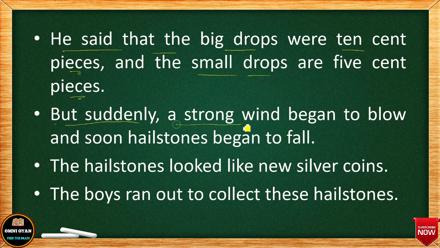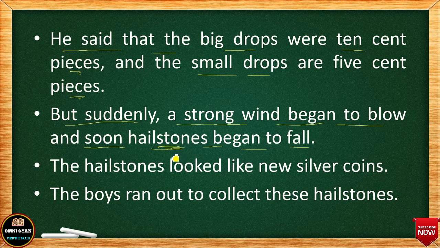Suddenly a strong wind began to blow. तो एक बहुत strong wind blow होने लगा, and soon hailstones began to fall. I think all of you know what hailstones are. Hailstones, छोटे छोटे आइस के टुकड़े आसमान से गिरते हैं ना, pieces of ice falling from the clouds, right? Those are called hailstones. Okay, so hailstones began to fall.